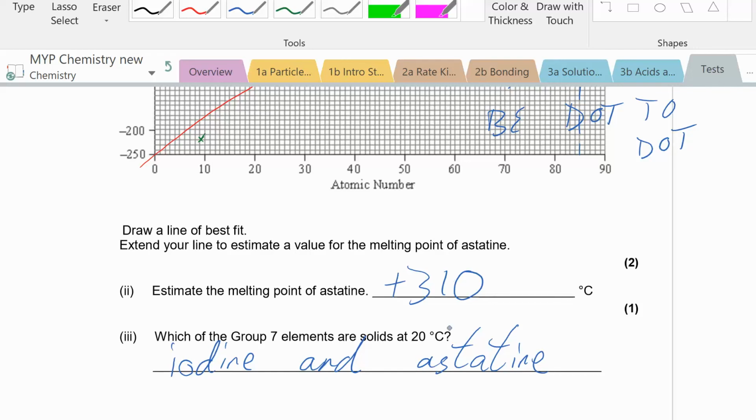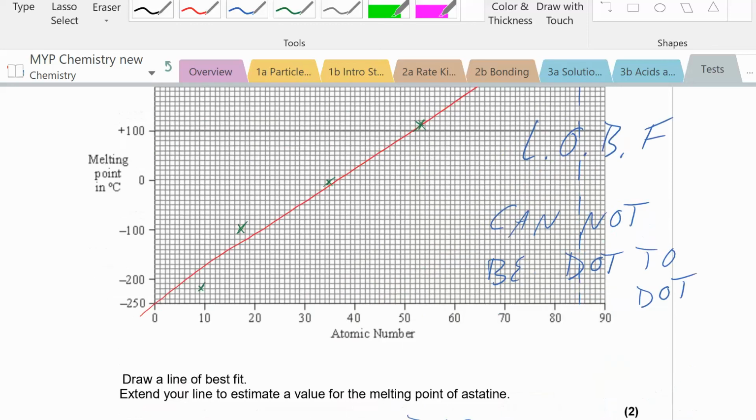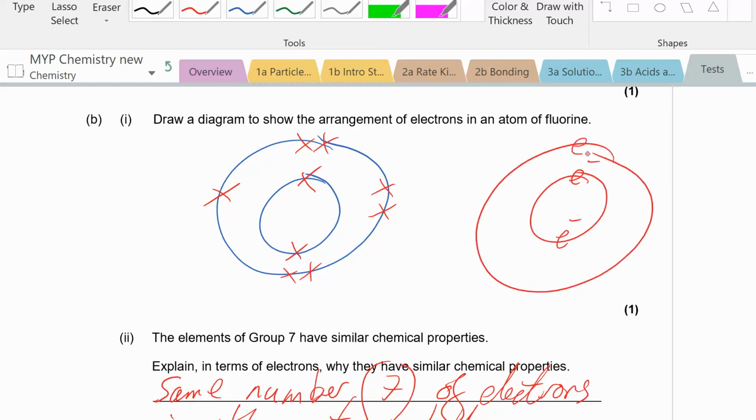Which of the group elements are solids at 20 degrees? Iodine and astatine. So 20 degrees, you just work from here. 20 degrees is round about there. Okay. And then which are above that? Your iodine and astatine. Draw a diagram to show the arrangement of electrons in an atom of fluorine. It should look something like this. You could have also done it using E- if you wanted to. And that would have also been fine.